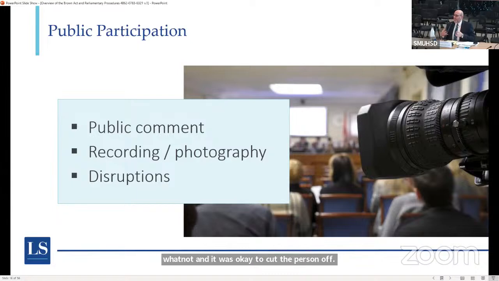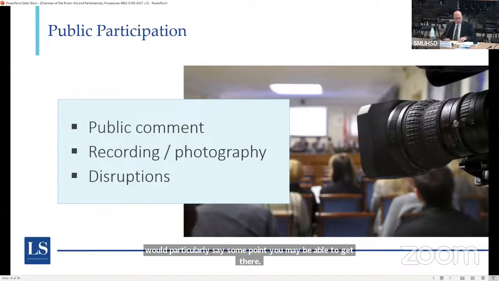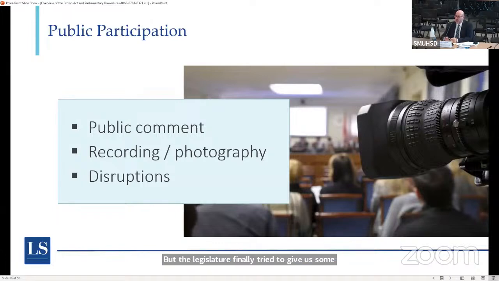Now, here's the thing that's kind of tricky. I used the Nazi salute as an example. That was a city council meeting. I don't know that it's the same result in a school board meeting. It's untested because you have kids who are watching. It's a different audience. And especially for an elementary school district, I would particularly say at some point you may be able to get there. But the legislature finally tried to give us some clarification in 2022 with the bill SB 1100.